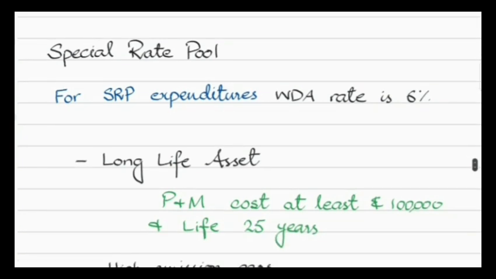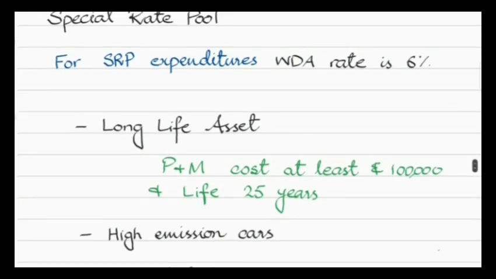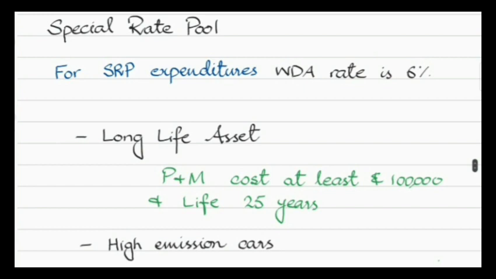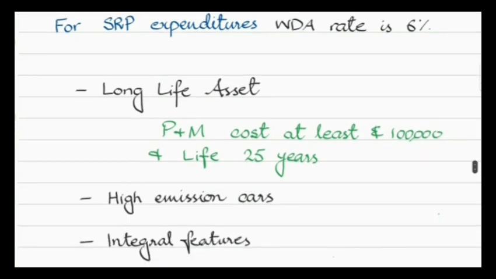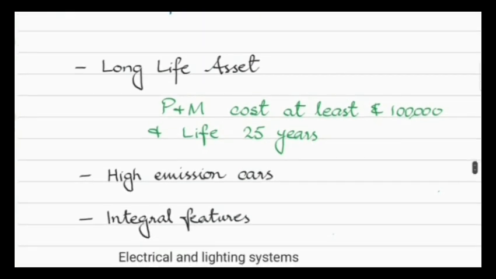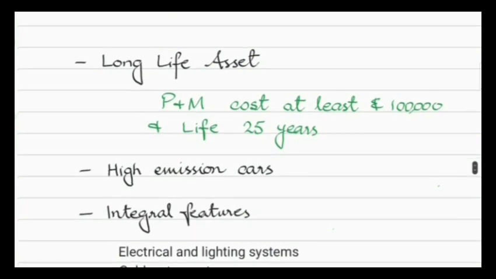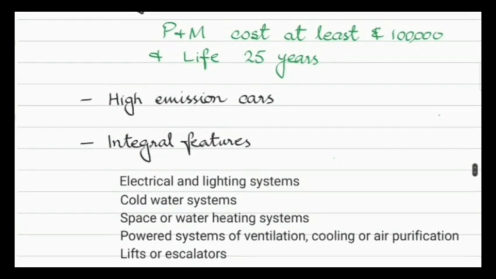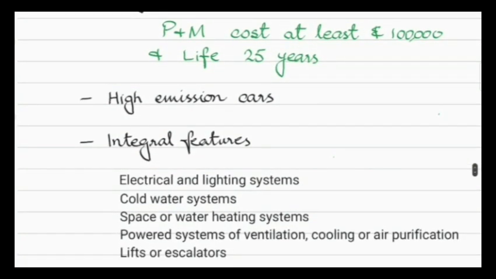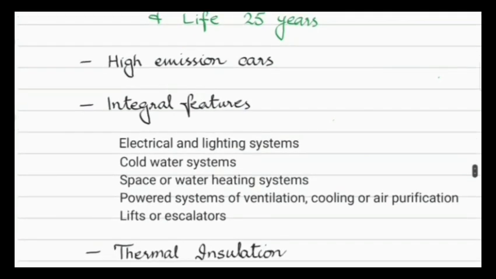Special rate pool: for special rate pool expenditure, written down allowance rate is 6%. What assets are considered as special rate pool or to be recorded in the special rate pool column? First, it is long life asset. Long life asset is said to be an asset which has a cost of at least 1 lakh and life of 25 years. High emission cars means those cars with a CO2 emission more than 50 grams per kilometer.